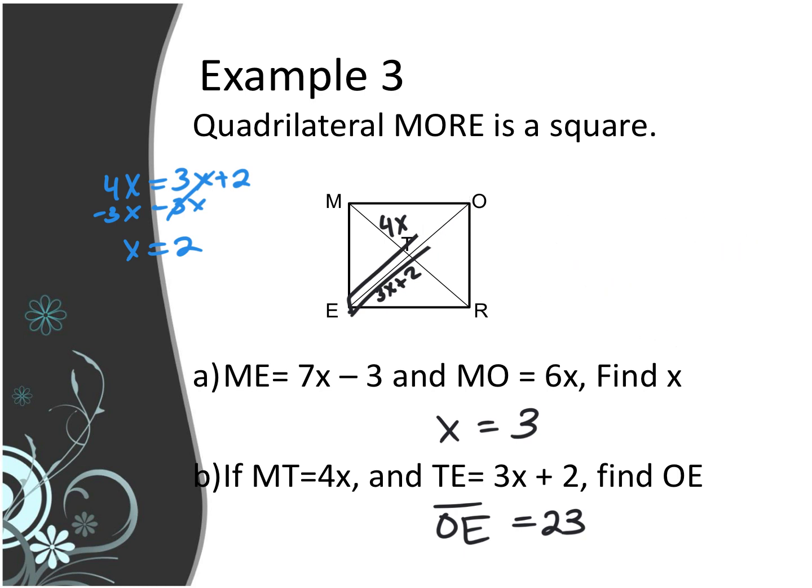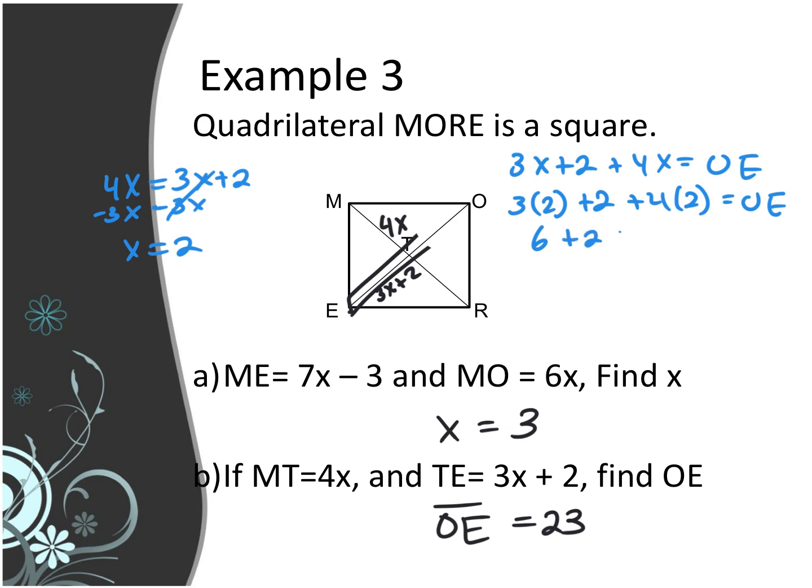So with a new x, we would set up this entire thing exactly the same: 3x plus 2 plus 4x equals OE, and we get 3 times 2 plus 2 plus 4 times 2 equals OE. Again, the reason we can do that is because we know the segments are going to be equal to each other. So 6 plus 2 plus 8 equals OE. So we're going to get 6 plus 10 equals OE, and we get a new OE of 16.